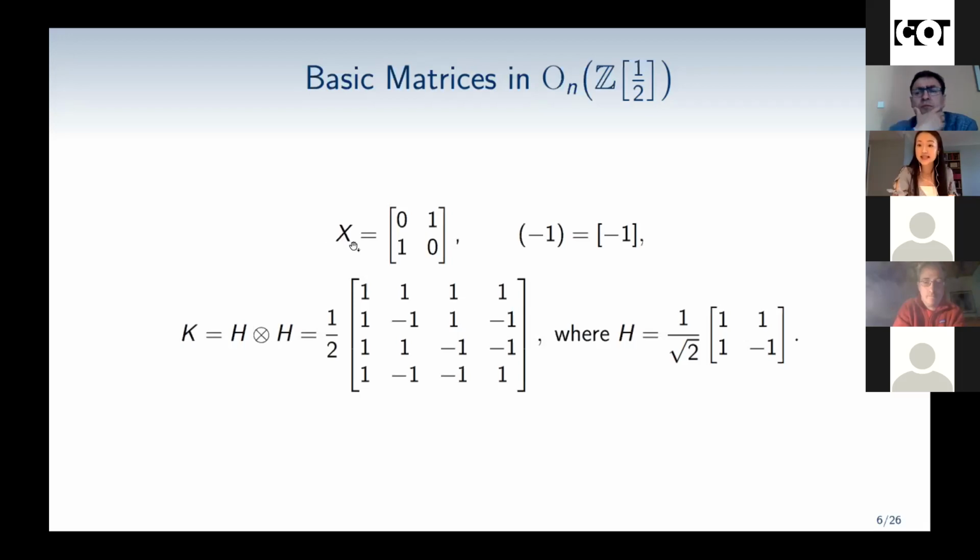Firstly, we have this X gate. It is just a 2x2 matrix, and it is acting as the NOT gate when it is acting on a vector. So it will just flip the two elements. And here we have this -1 gate, and it will later be used as a scalar matrix. And we call the H gate a Hadamard gate, and the K is just a tensor product of the Hadamard gate with itself. So it's just a dimension 4 matrix.